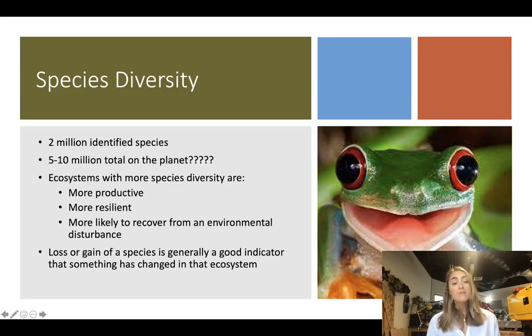A loss or gain of a species from a particular ecosystem generally tends to be a really good indicator that there has been some change or disturbance to that ecosystem. Oftentimes we look at species like frogs as indicators for ecosystem changes because frogs are amphibious, meaning they live both in water and on land. Because they're exposed to both portions of an ecosystem, the aquatic and terrestrial portion, we tend to see them having the first impacts of whatever that environmental change may be. They tend to be the first species that's impacted by it. So a lot of times if we're looking to see if change has occurred, we'll look at amphibious species.